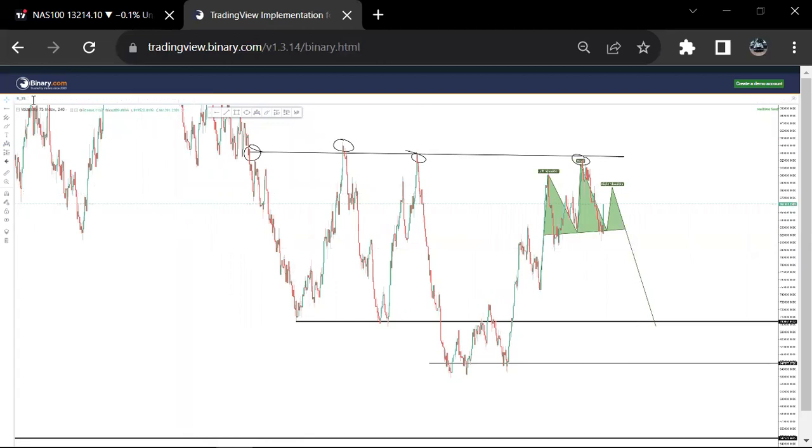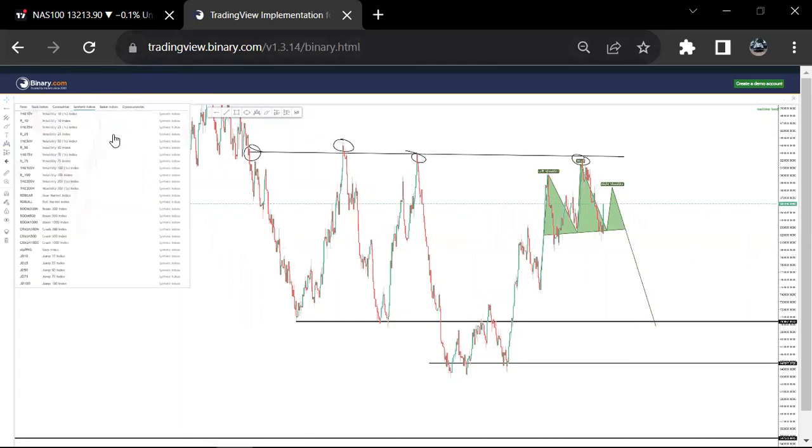Okay, and let's do this one. I think it's loved by the people. Volatility 100.